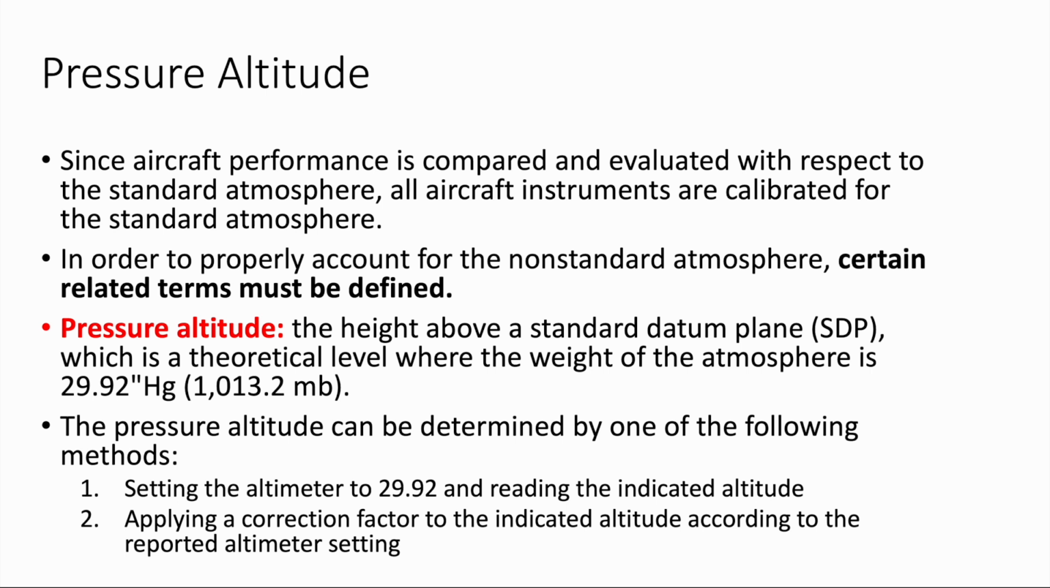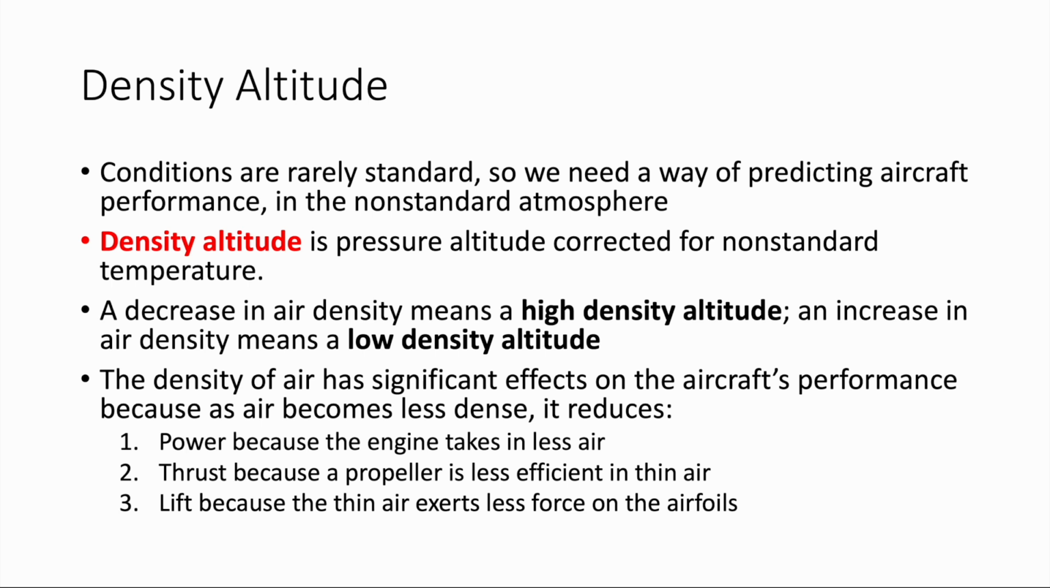So if you change that setting and that instrument tells you, hey, you're at 2,000 feet, that means the pressure altitude is 2,000 feet that day. There's a few other ways to measure it, and we'll talk about that in a later class. This is more so an introduction to pressure altitude. So that leads us to something called density altitude. Density altitude takes your pressure altitude and now applies non-standard temperature to that figure.